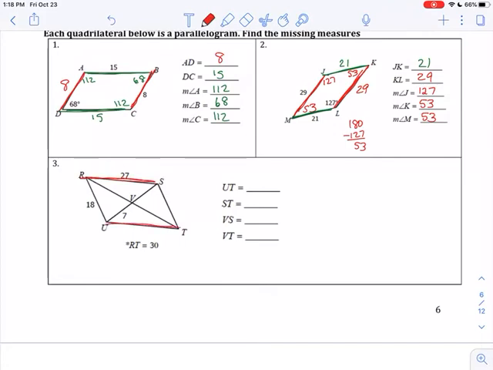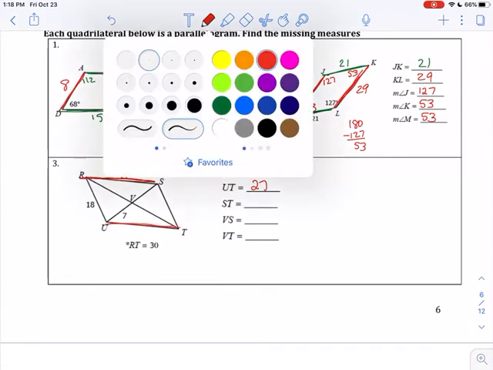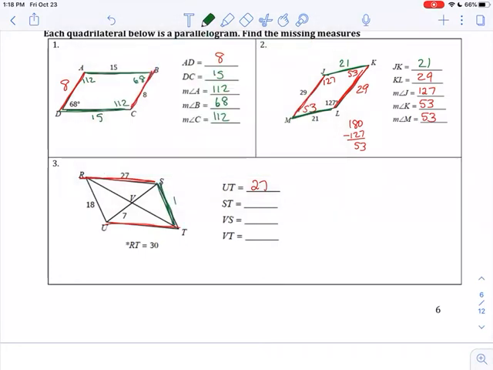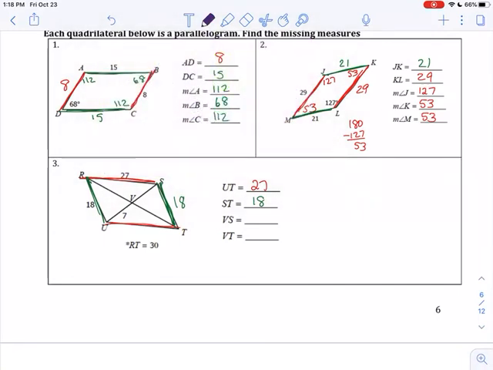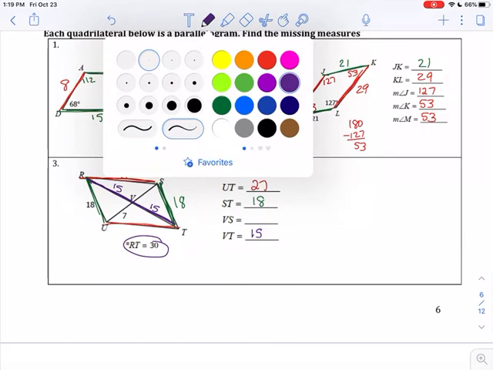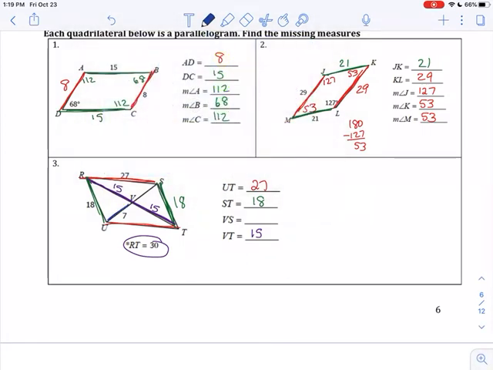And the last one, I have the same idea, except I did add in my diagonal, so it'll be a little bit different. UT is going to be 27 because RS was 27. And then ST is going to be 18 because RU is 18. And I told you that RT was 30, so let me highlight that. RT is this whole line right there. RT is 30, because they told me that right here. Remember, the diagonals cut each other in half, so that makes each half 15. So RV is 15, and VT is 15.